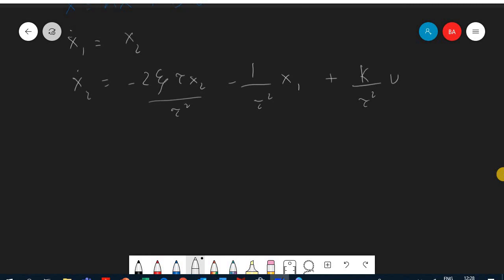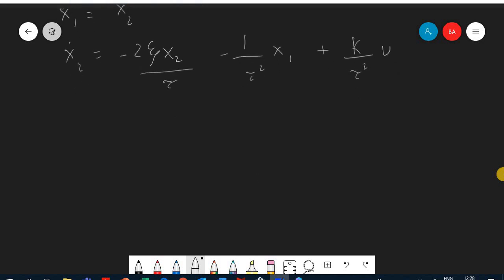Okay, great. So what do we have here? We'll have tau cancelling out with one tau here. So that's all. My x2 dot equation, if I just want to put it in a better format, I'm going to remove this tau and tau, so this will be x2 over tau. Okay, so that is my equation here.